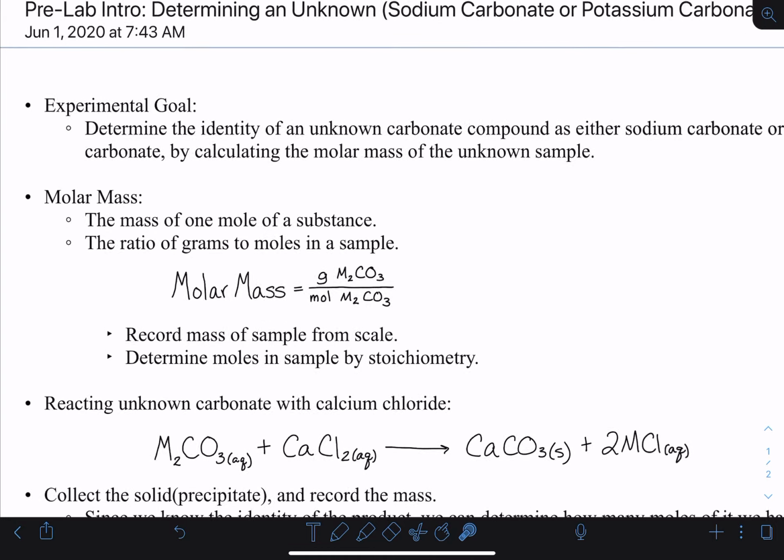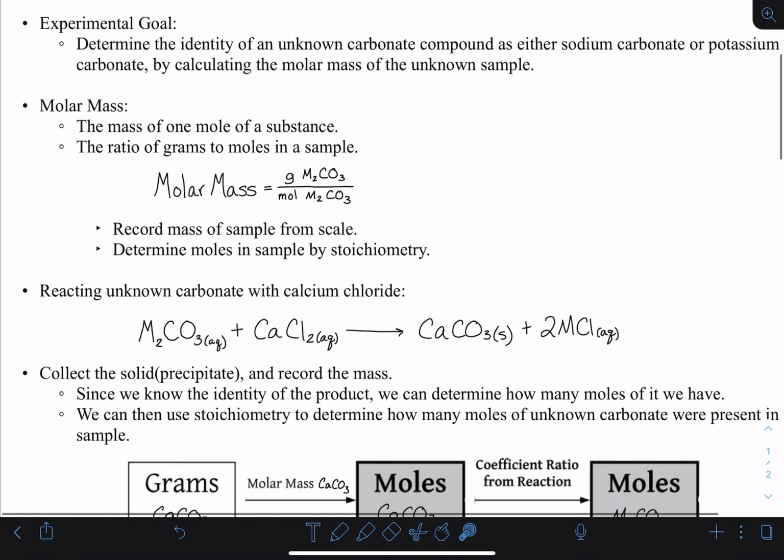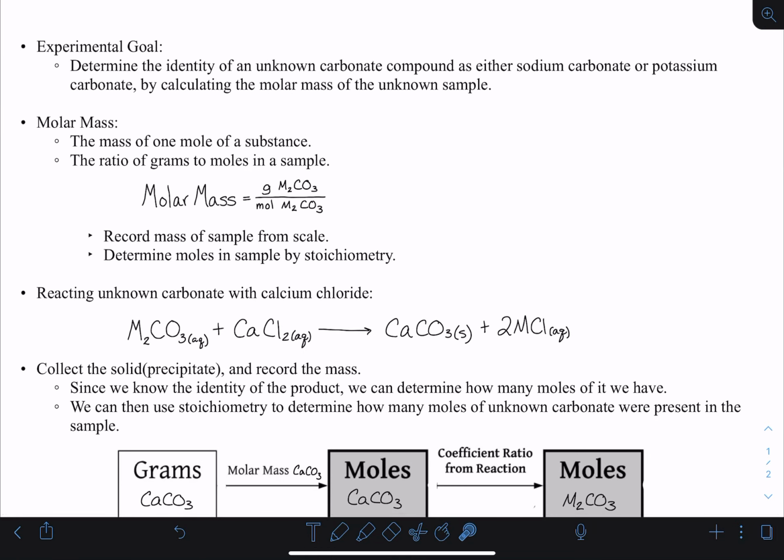So the reaction that we're going to do is here. We'll be reacting the unknown carbonate with calcium chloride, and those undergo a reaction where one of the 2 products is a solid. So everything is starting out dissolved in water here. That's what this little AQ symbol represents, stands for aqueous, which just means that it's dissolved in water. So you're going to be taking your unknown substance and dissolving it in water and reacting it with this other substance, calcium chloride, which is also dissolved in water.